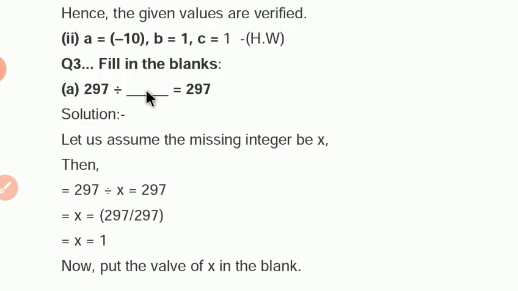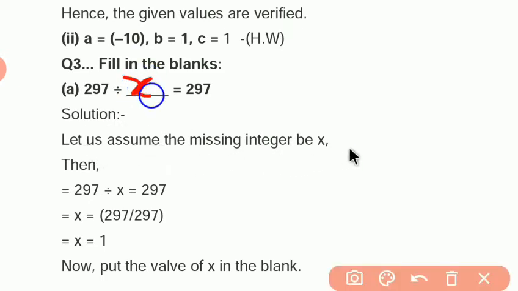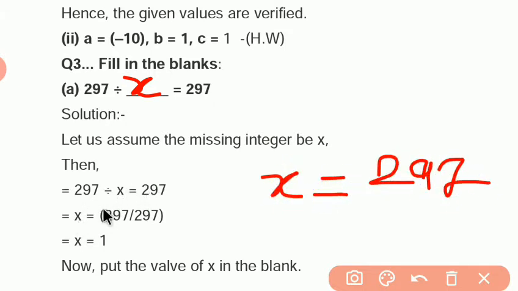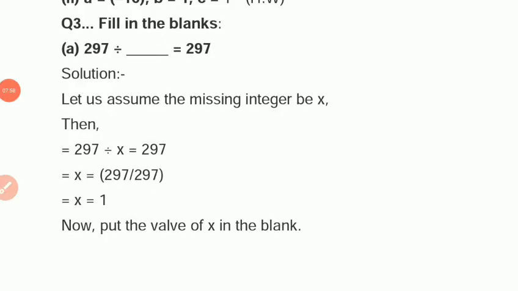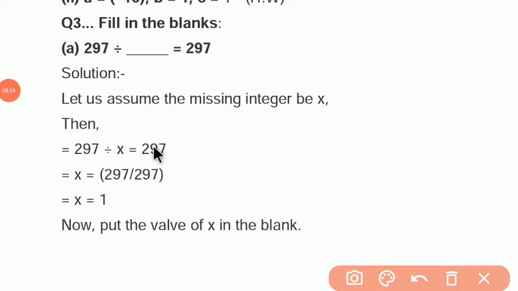If we divide 297 by that number, we should get the answer 297. So let us assume that the missing number be x. Here we can assume that the missing number which is not given be x. So in place of the missing number you have to write x, so 297 divided by x is equal to 297.